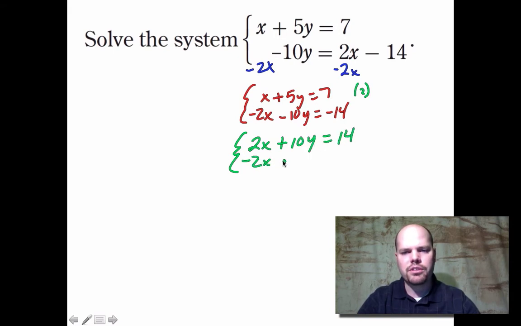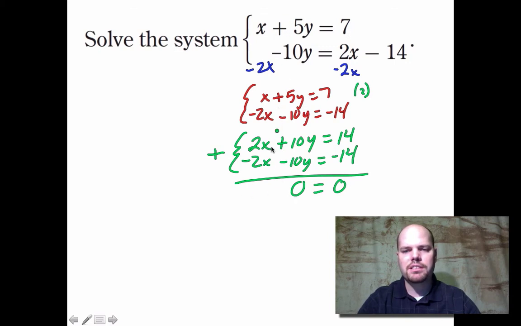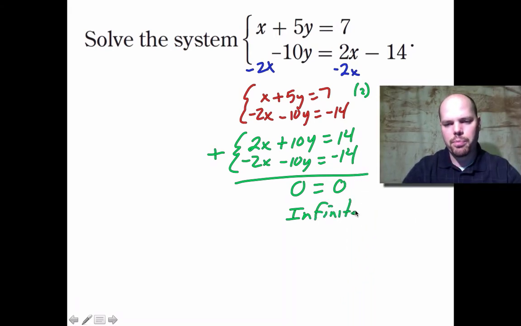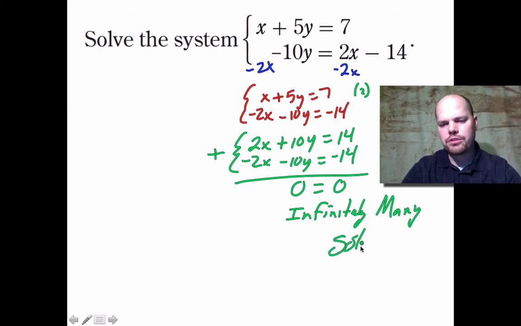The bottom equation is the total opposite. So when we add opposites, we end up with 0. So we get 0 plus 0 equals 0. What this means is these are the same lines. So there are infinitely many solutions. Any ordered pair that works on one line will work in the other. So there are infinitely many solutions.